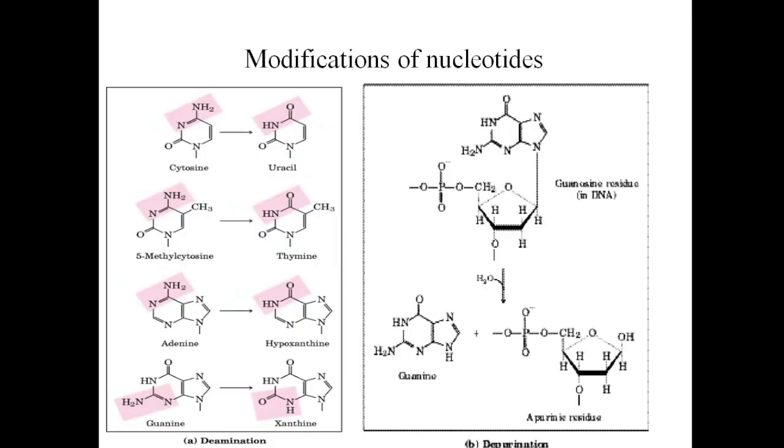It may be a result of modification of nucleotides. For example, spontaneous oxidation can lead to changing of amino group to oxygen, and it leads to changing of, for example, cytosine to uracil. But if it is masked by methyl groups, it can be transformation of methyl cytosine to thymine. Thymine is a normal, usual nucleotide.